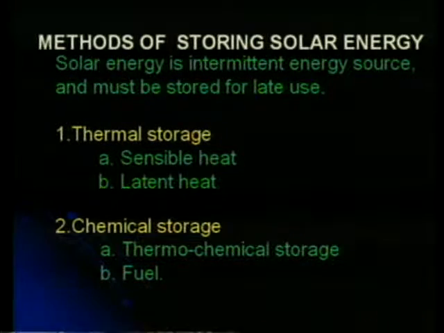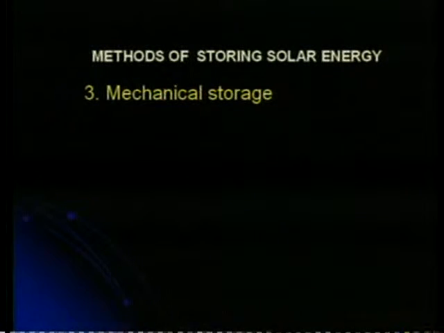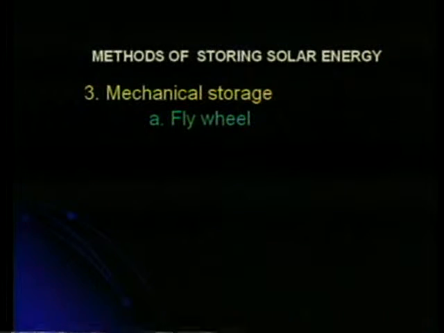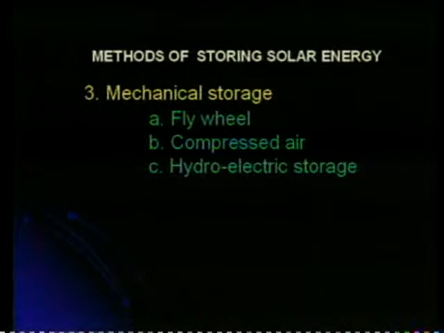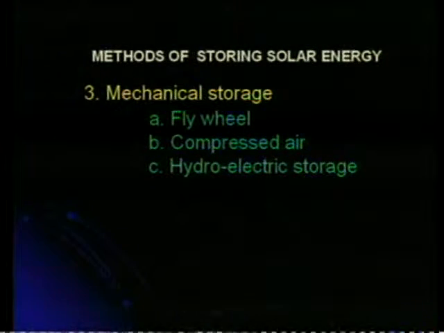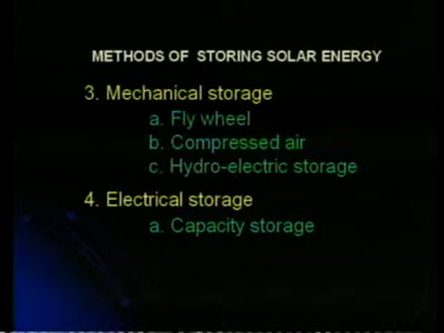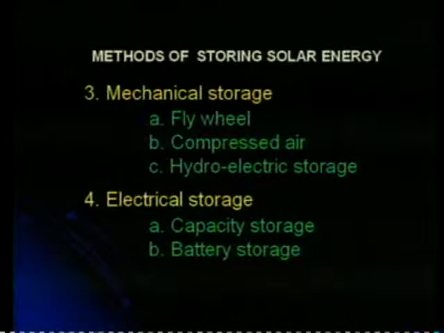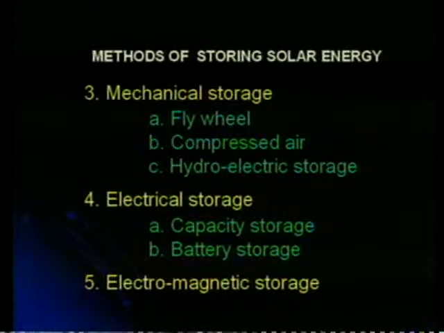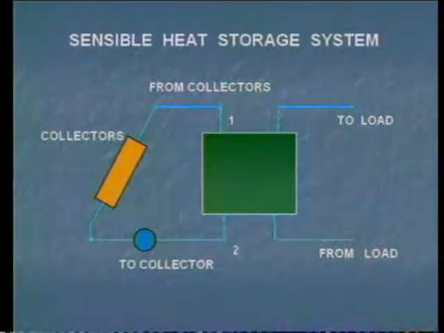Next is by means of a fuel. Next is hydrogen storage. And the other methods are mechanical storage, that is in a flywheel, in the form of compressed air, or in hydroelectric storage. Next is electrical storage, that is capacitor storage, battery storage, and electromagnetic storage. Now at first we will discuss the storage of incident radiation in the form of heat, that is a sensible heat system, a latent heat system and a thermochemical heat storage.